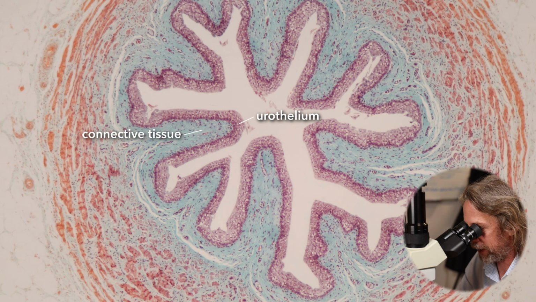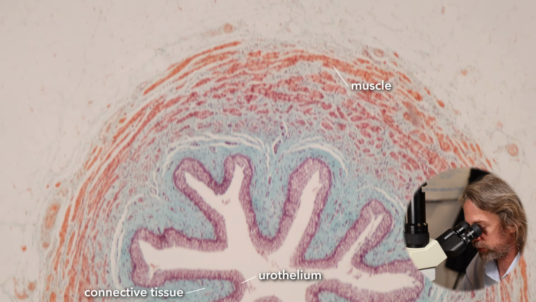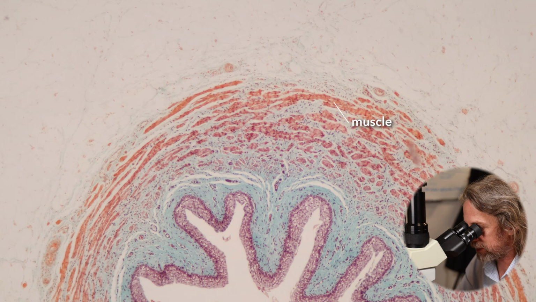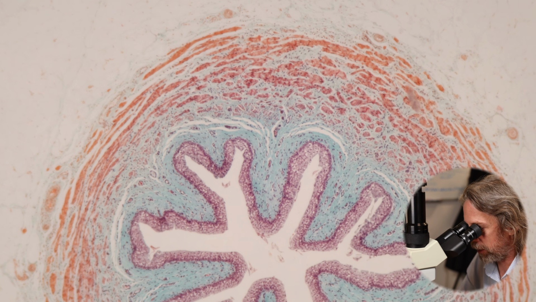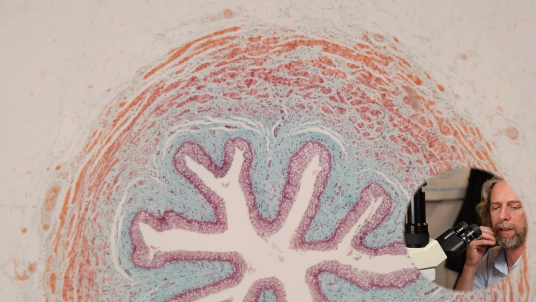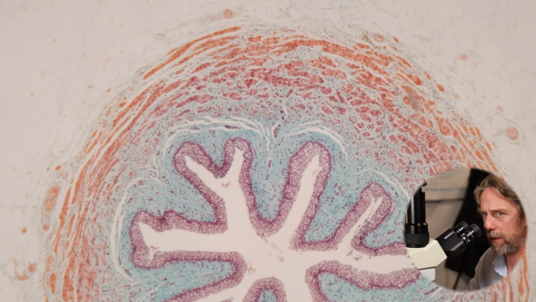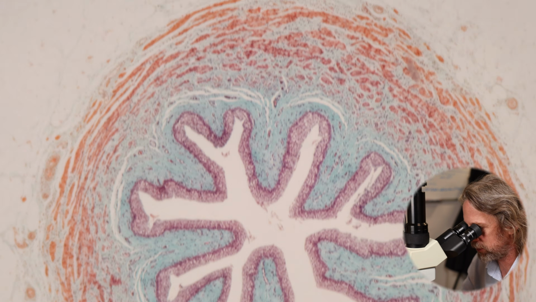And then around the outside, we have lots of muscle. So the ureter is a muscular tube. How focused have I got that for you? It's a bit tricky at this low power. So there are layers of muscle there. It's a bit like the gastrointestinal tract, but I think the layers are the other way around.